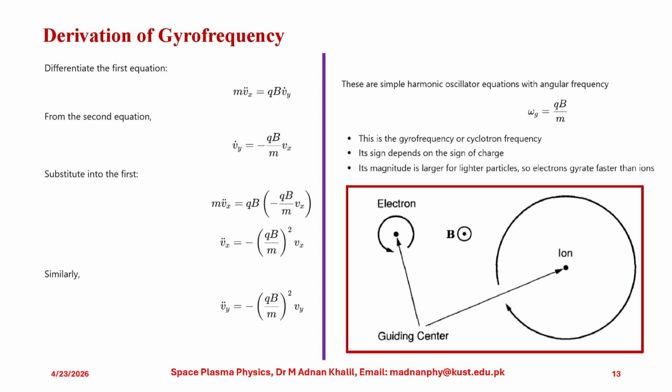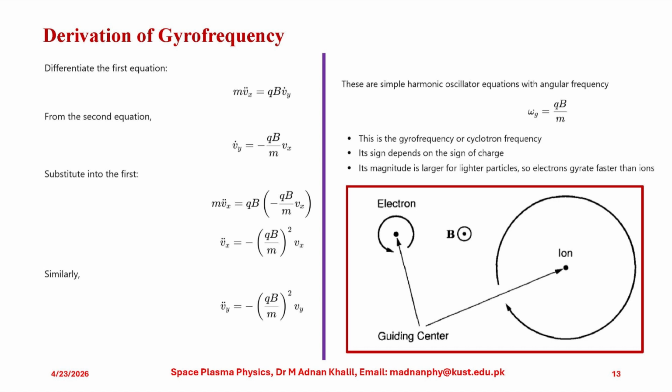This slide derives the gyrofrequency. Start with the first component equation, m times Vx dot equals qBVy. Differentiate it once more with respect to time. That gives m times double dot Vx equals qB times dot Vy. Now use the second equation, where dot Vy equals minus qB over m times Vx. Substituting that into the previous line gives double dot Vx equals minus (qB over m) squared, times Vx. By the same method, the y component becomes double dot Vy equals minus (qB over m) squared, times Vy.